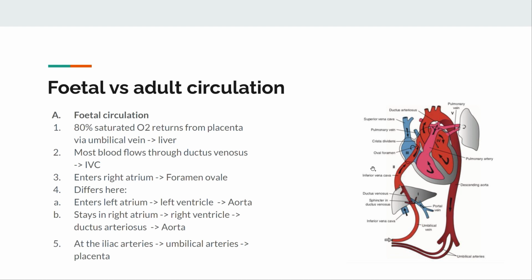Now, the reason for this is that there's such a high pulmonary pressure that the blood will mostly go from a place of high pressure to low pressure. And the aorta is much lower pressure compared to the pulmonary system. So most of the blood goes straight through the ductus arteriosus into the aorta. And then once it enters the aorta, it travels all the way through your circulatory system in your body, giving oxygenated blood to everywhere. And then at the iliac arteries, you have two umbilical arteries which come off and return the slightly deoxygenated blood to the placenta to start the cycle again.